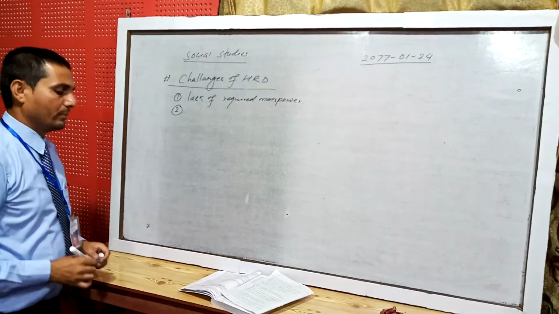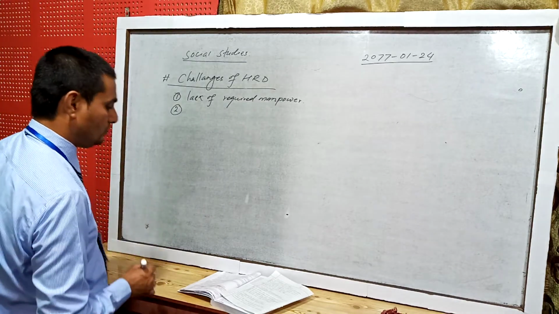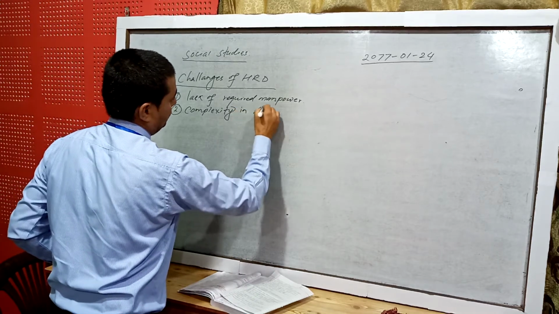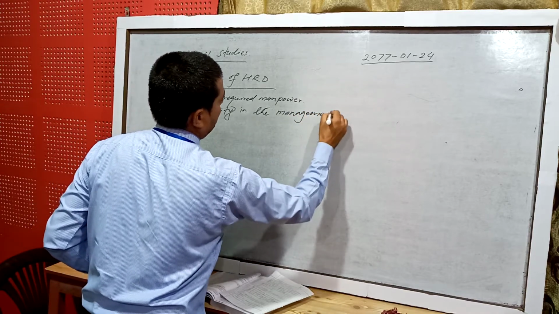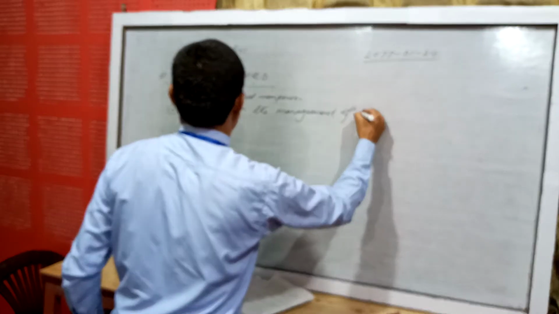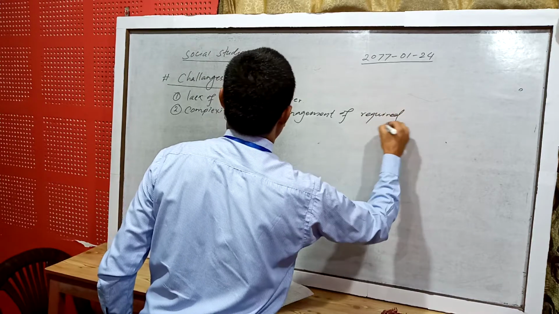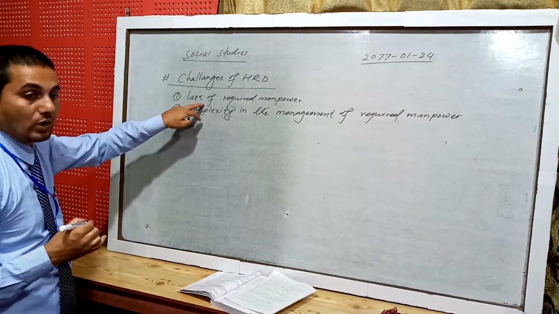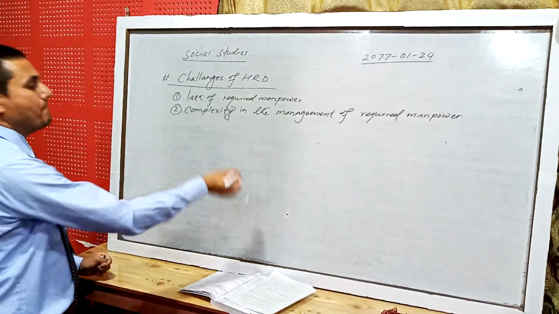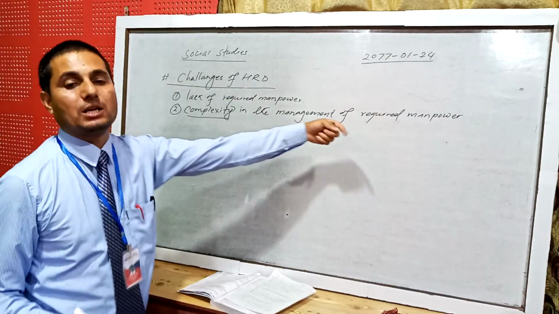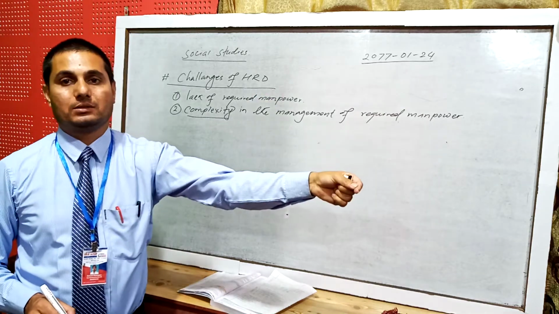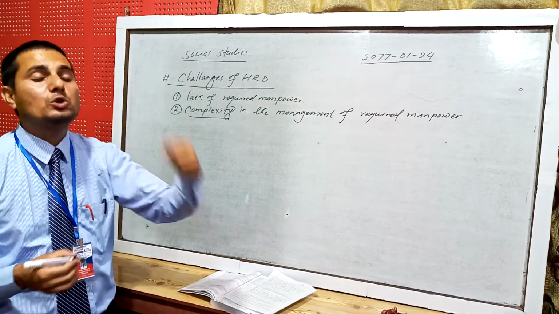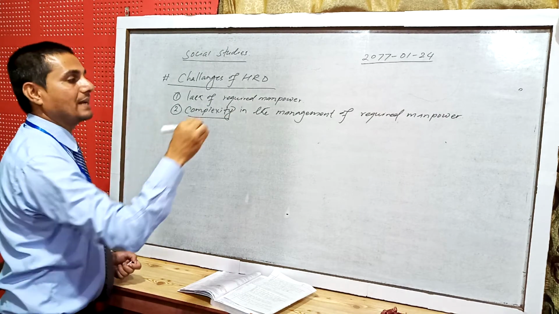Similarly, the second problem or challenge of human resource development is, see, earlier in the first point we talked about lack of required manpower. Due to the lack of required manpower, there is complexity, there is a problem in the management of the required manpower. We cannot supply the required manpower in the required field. We do not have sufficient manpower for certain fields, due to which it is a big problem to supply the required manpower.